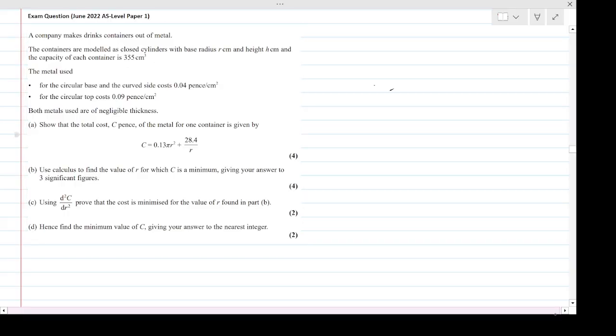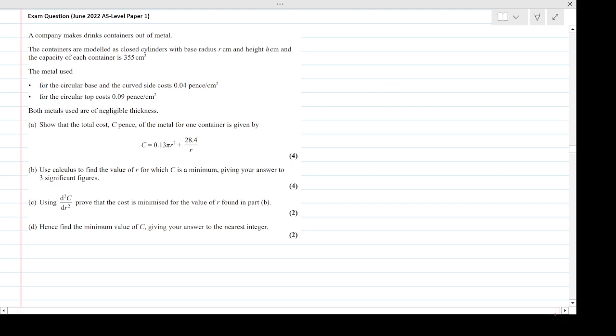The metal used for the circular base and the curved side costs 0.04 pence per centimetre squared. So it's talking about the surface area. And the circular top costs 0.09 pence per centimetre squared. Have negligible thickness. Show that the total cost to cover the container is this. Right, so a lot of stuff going on here.